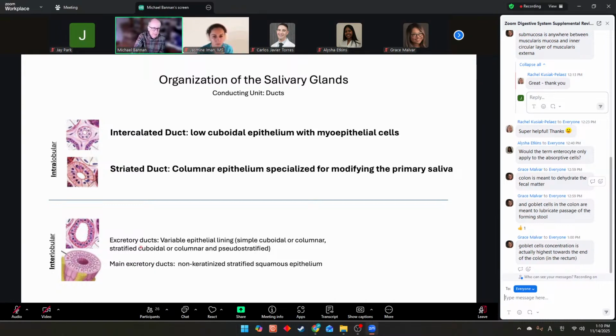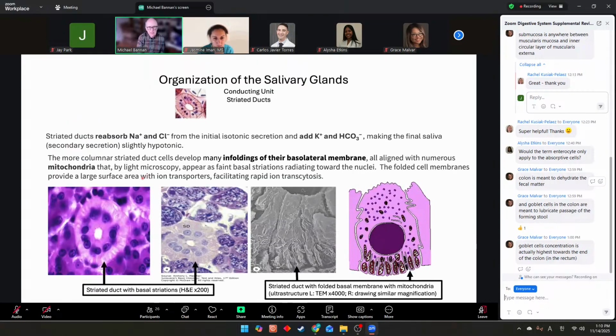So let's look more closely at the really important segment, the striated duct. The striated duct modifies the tonicity of the saliva and also the electrolyte content. The striated ducts resorb sodium and chloride from the initial secretion, and they add potassium and bicarbonate. So the final saliva is slightly hypotonic and also a little more alkaline than the initial secretion.